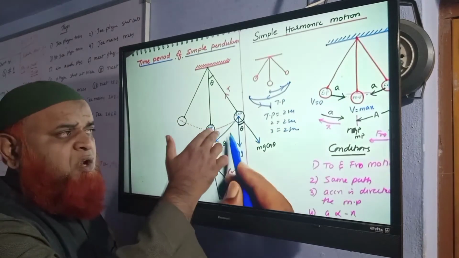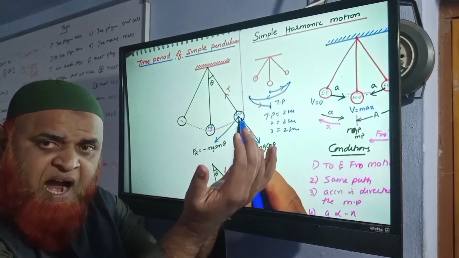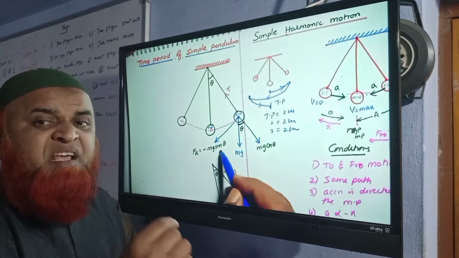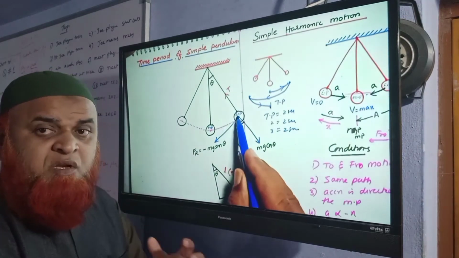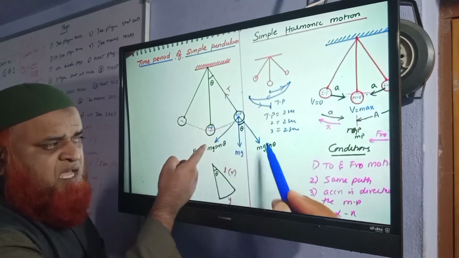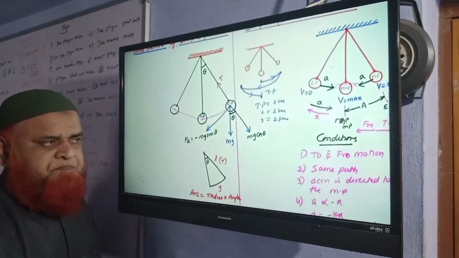Because whenever the pendulum moves to the extreme position, it restores and brings back to the mean position. That is the concept here. That's why the name given is restoring force, which will restore and bring back to the mean position. So this is mg sin theta, mg cos theta, mg sin theta, this is mg.